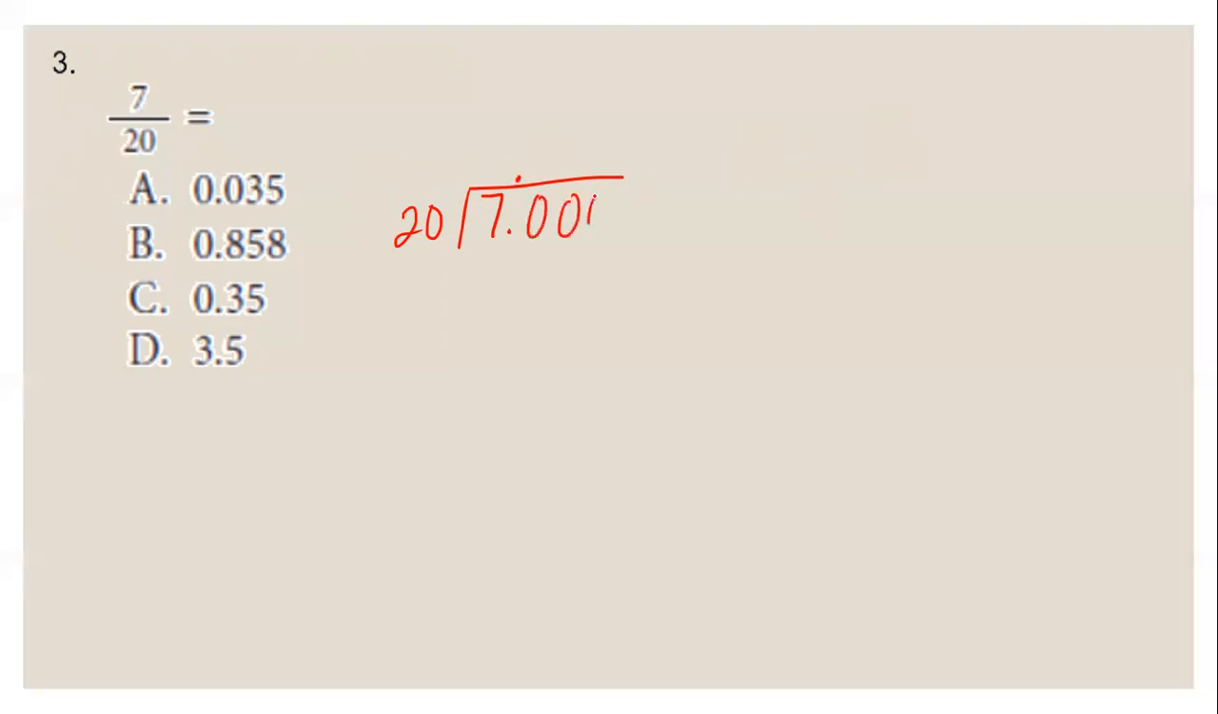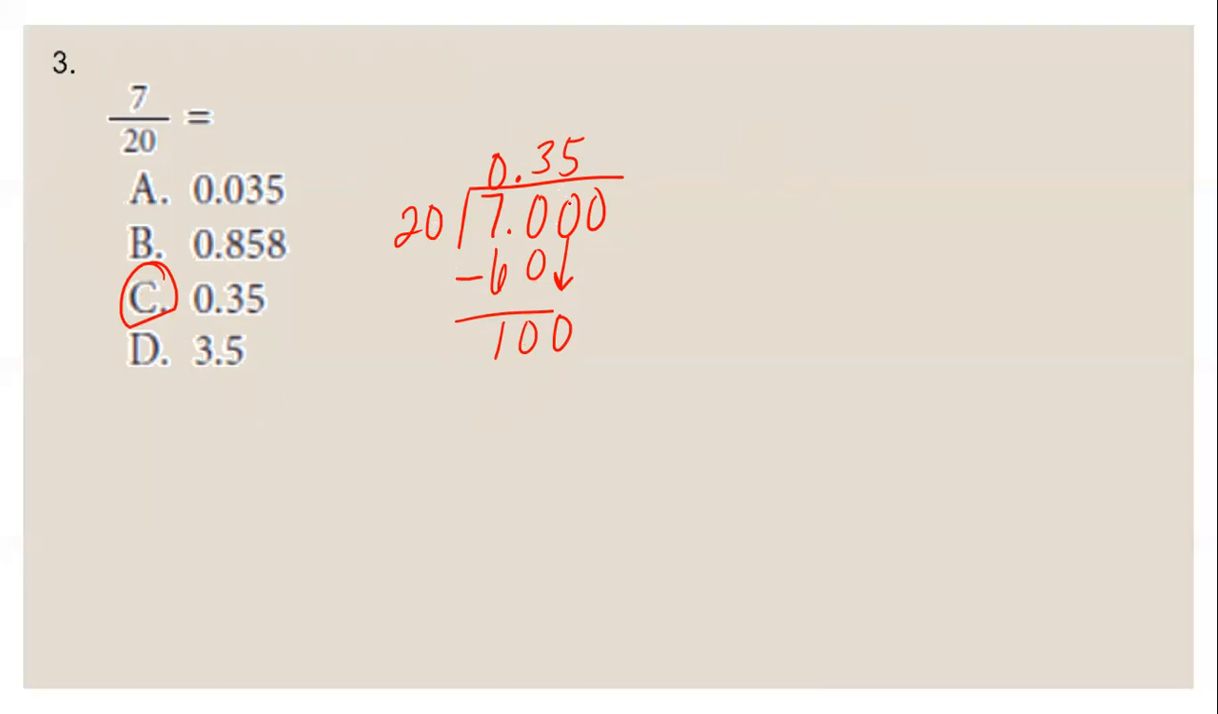I'm going to add in zeros. So 20. Does 20 divide evenly into 7? No. Does 20 divide evenly into 70? Yes. How many times? 3. That gives me 60. Then we subtract, and we're left with 10. And then we bring down 100. Does 20 divide evenly into 100? Yes. How many times? 5. So my answer would be 0.35.